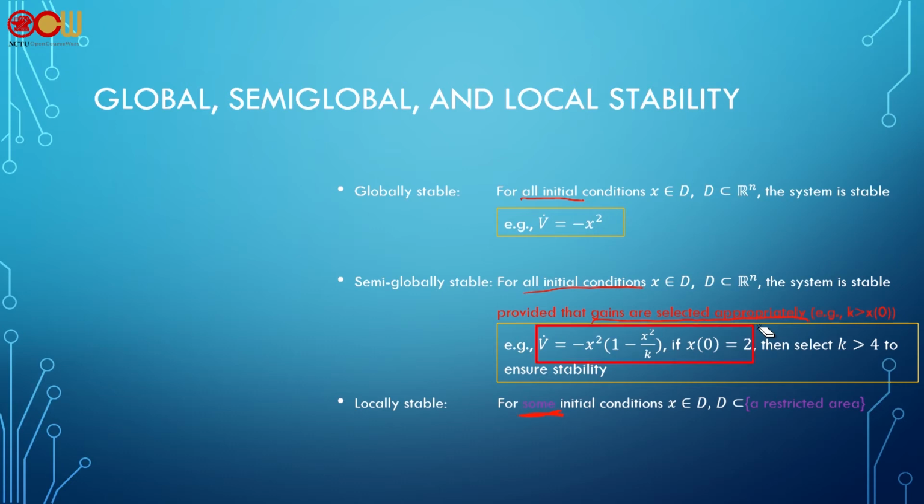If the x initial condition is 2, this is what? 4, right? 2 squared is 4. Then you have to select k greater than 4 to make sure this one is smaller than this, and the summation will be greater than 0. And V dot will be negative, definitely, provided that the gain is selected properly, which depends on the initial condition. And local means not this and not this. The stability is only guaranteed if you start from some local region, not anywhere.